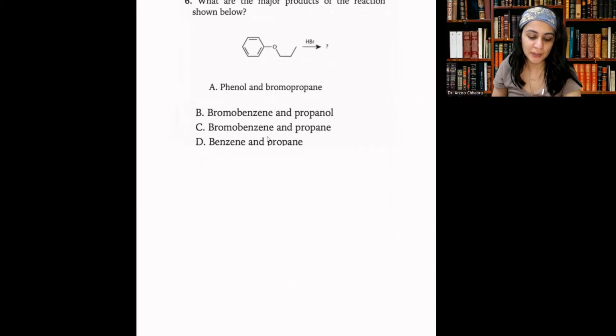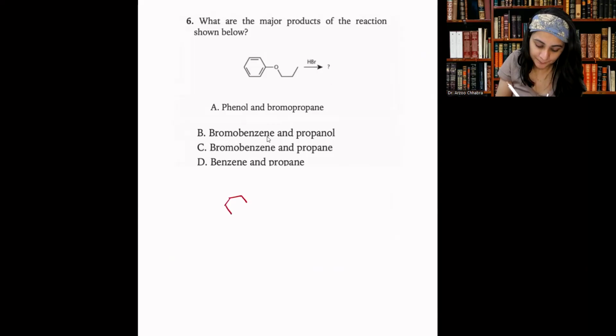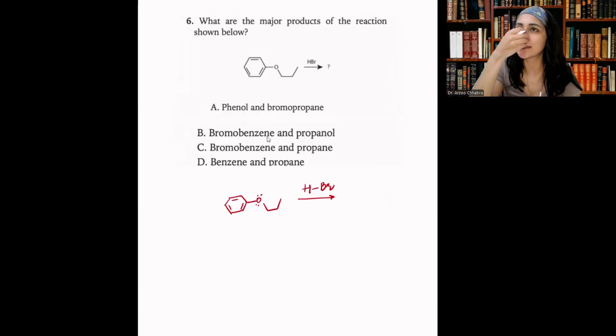All right, what are the major products of the reaction shown below? If you think about it, this is also a really good problem. In the first step, we know that we have a basic oxygen. This is like Williamson ethers. No, this is the opposite. This is the reaction of an ether with an acid, right? So we've got an ether, and it reacts with an acid.